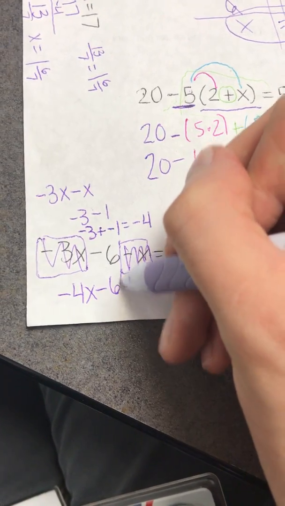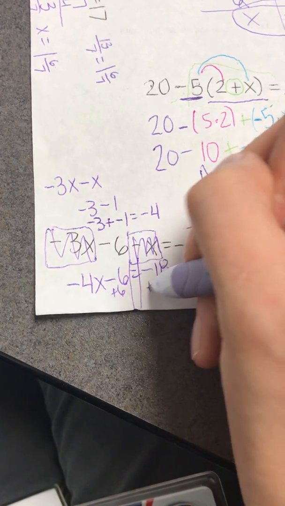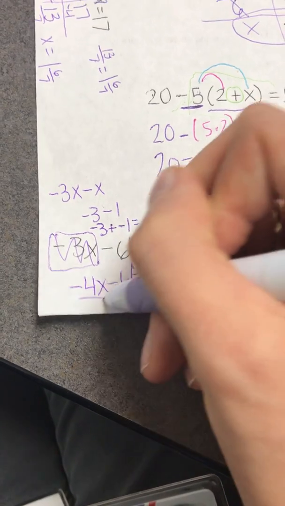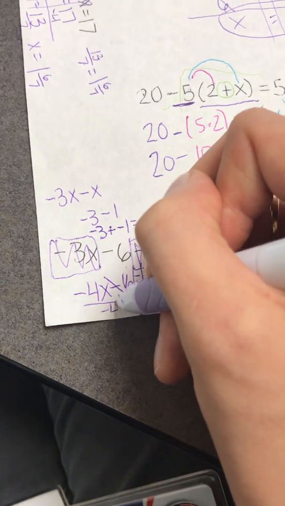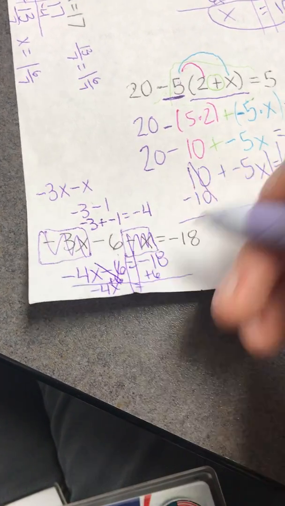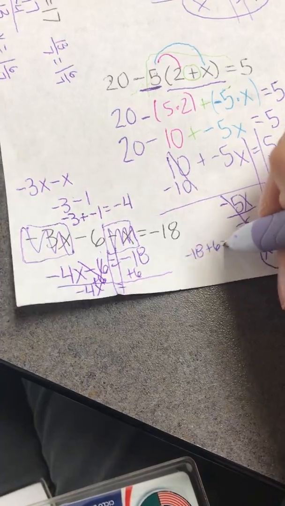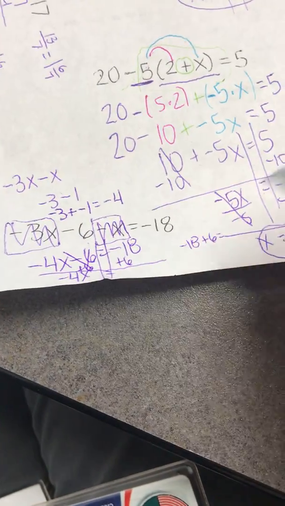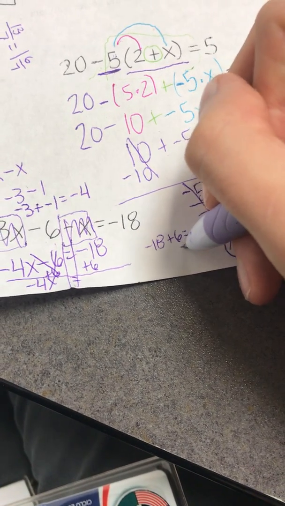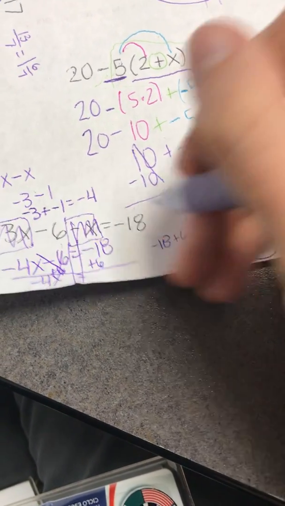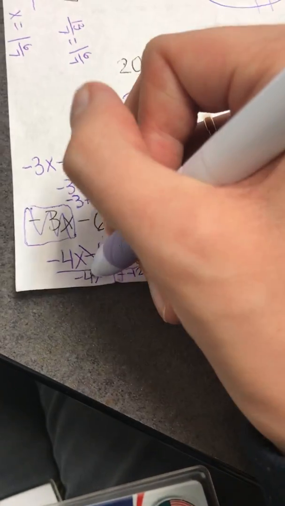Now I solve this. If I have minus 6, I do plus 6. So then these cancel, the minus 6 plus 6. Negative 4x equals negative 18 plus 6. Could draw 18 negatives, 6 positives, cancel them out. I'd be left with negatives, and specifically 12 negatives. So now negative 4x equals negative 12.